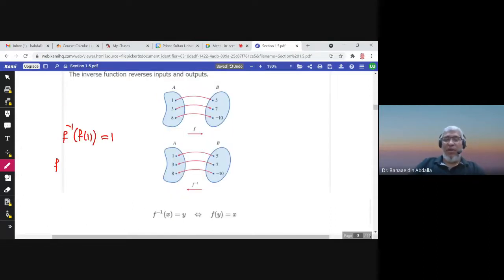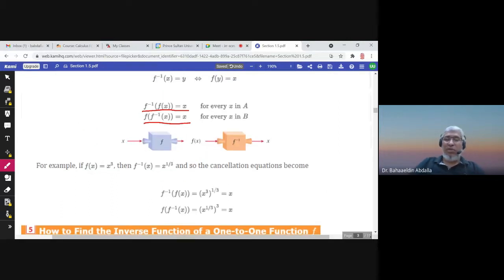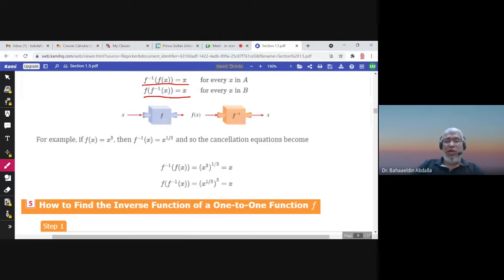For example, f of f inverse of 7. Now f inverse of 7 is 3, but f of 3 is 7. So the answer would be 7. They cancel each other. So the composition of f and f inverse would be x. X goes into f, the input is x, the output would be f of x. For f inverse, the input is f of x, and the output would be x. So if f inverse follows f, then they cancel each other and we have x.